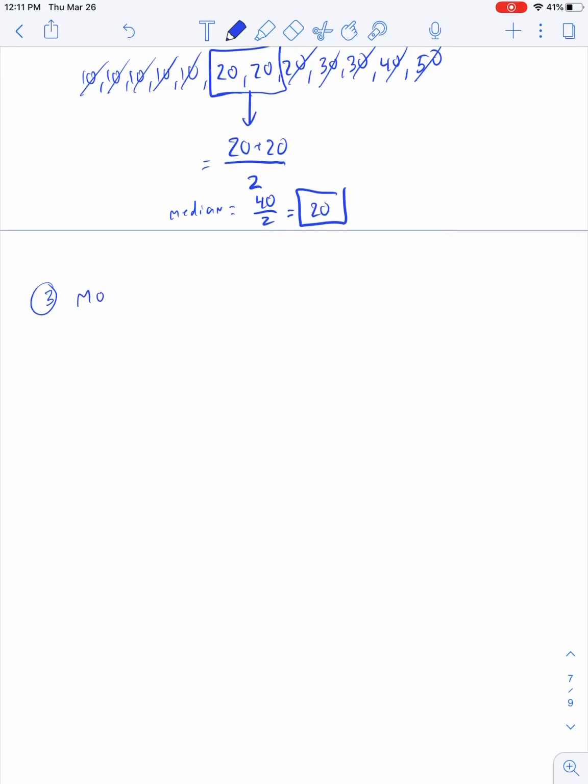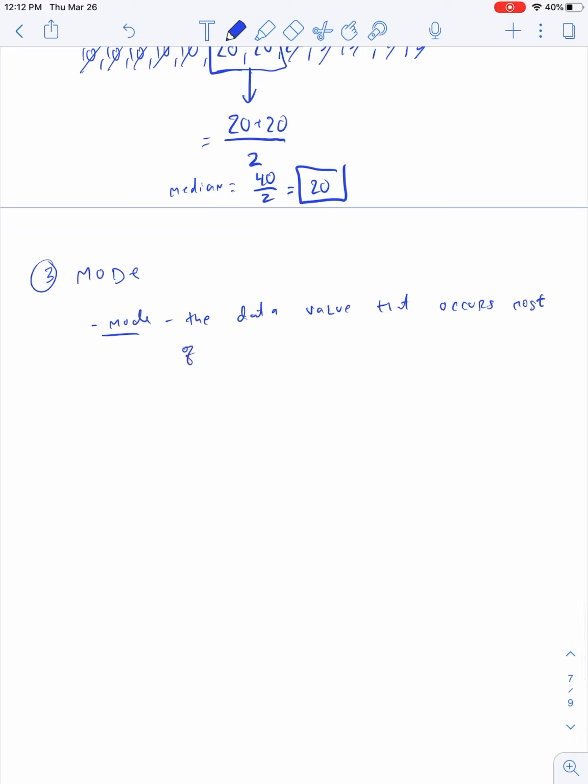Okay, next objective in this section is talking about the mode. The mode is just defined as the data value that occurs most often. So it's just the data value that we see the most, right? You see the most. So let's take a look at some examples.